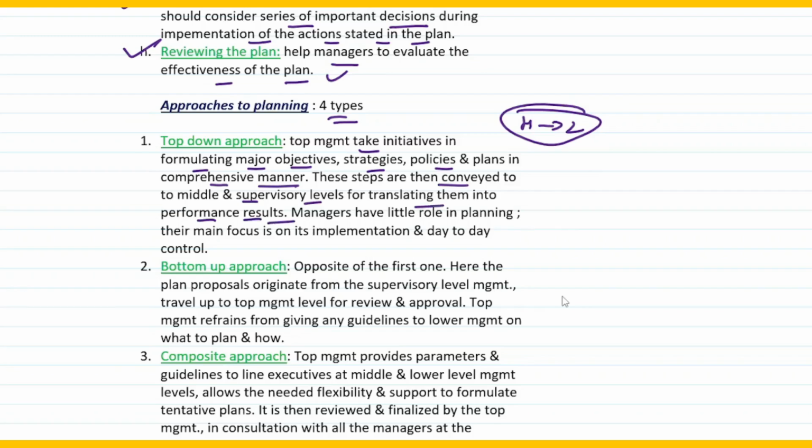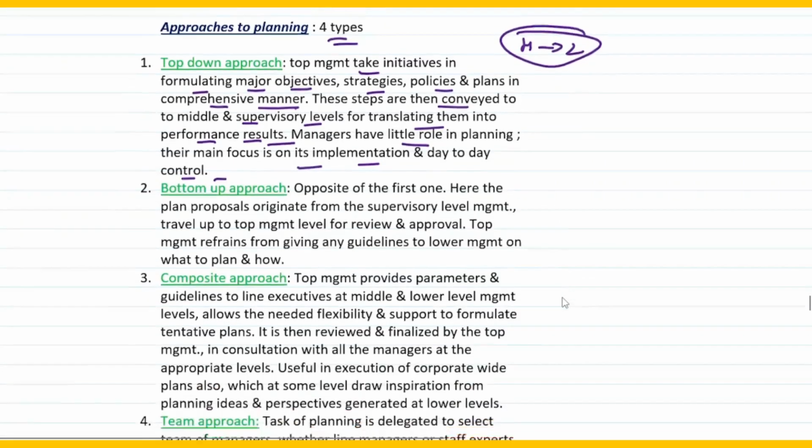So once they devise the plan, they have got to pass it on to the middle and the supervisory level for its implementation. Managers have little role in planning. Their main focus is on implementation and day-to-day control. That's obvious, right? Managers basically belong to the middle level. So whatever plans are made by the top management are passed on to the middle management, whose main purpose is not planning but the implementation of it. So that's the top-down approach.